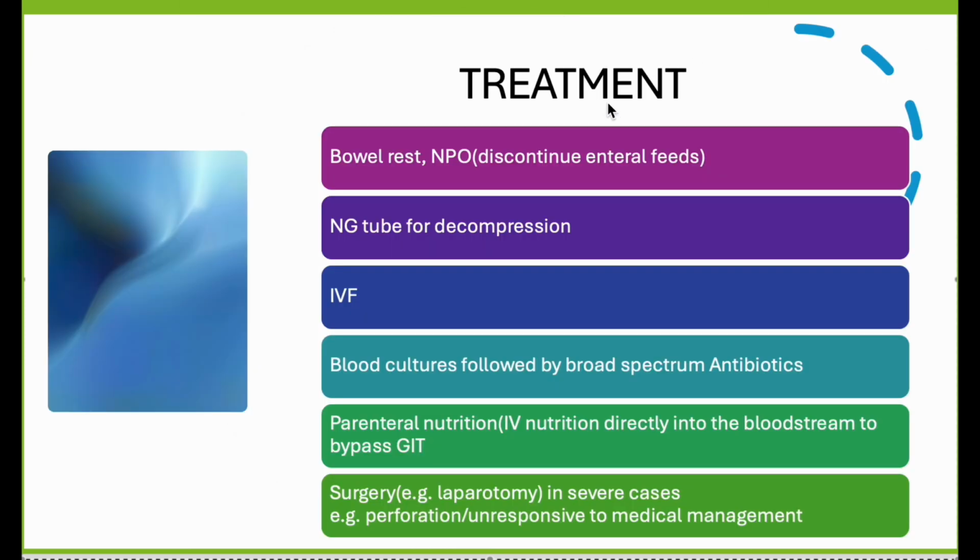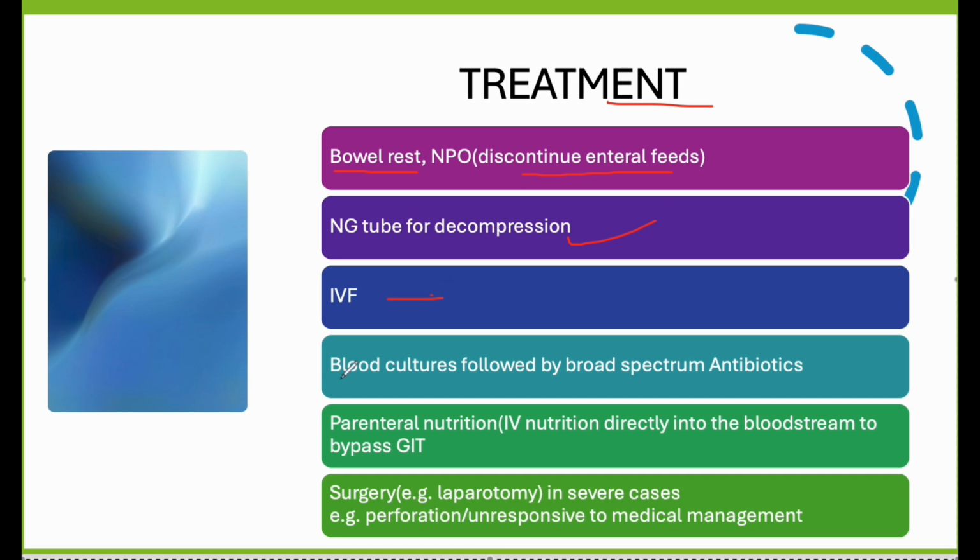And now to the treatment, we are going to discuss how to manage a patient with necrotizing enterocolitis. Your first priority is bowel rest, so keep the patient nil per os and discontinue all forms of enteral feeds. Make sure that you have passed an NG tube for decompression of the bowels. Also make sure that the patient is hydrated.